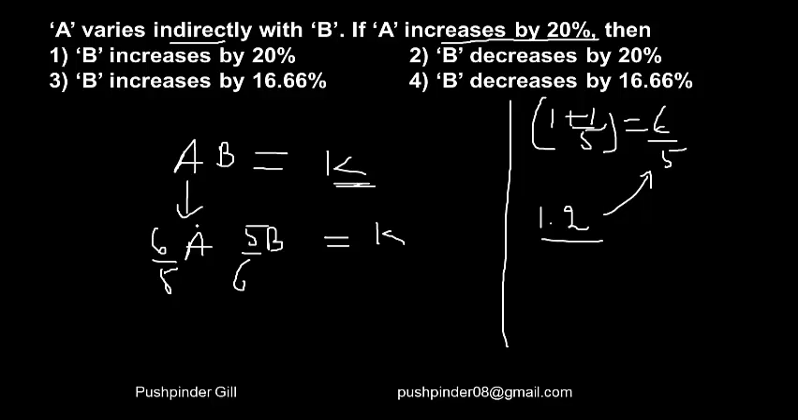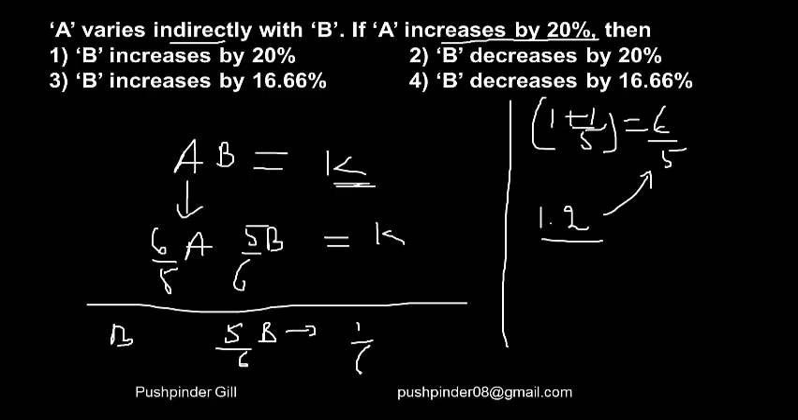Now A got multiplied by 6 by 5. That means B got multiplied by 5 by 6. So when a number gets multiplied by 5 by 6, from B it became 5 by 6B. That means it reduced by 1 by 6. 1 by 6 is nothing but 16.66%. If you watch the percentage video, this will be very easy for you, right?